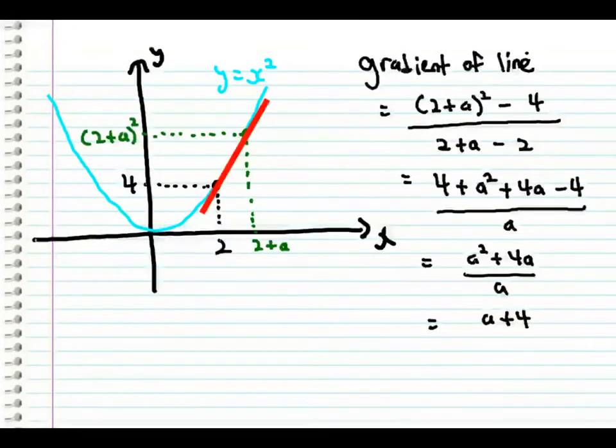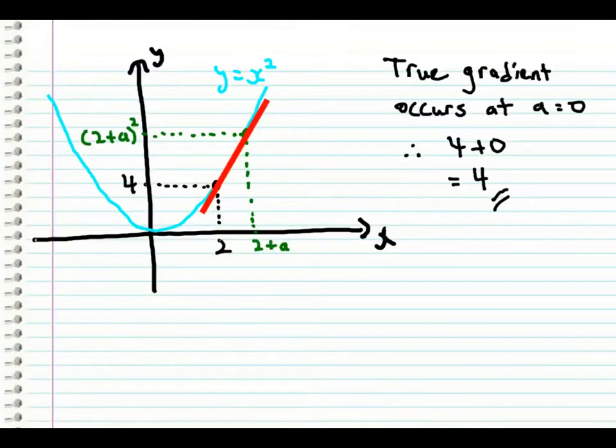Next, we draw a straight line passing through the 2 points and apply the formula for gradient of a line. We get the following algebraic expression. So, how do we make this gradient of the line exactly equal to the actual gradient of the point x equals 2? The actual gradient of the point on the curve is obtained when the 2 points coincide. In other words, when a equals 0. Therefore, the gradient of the point x equals 2 is 4.